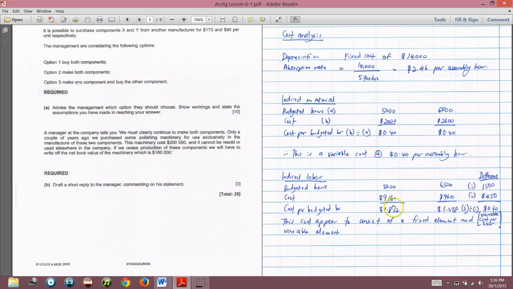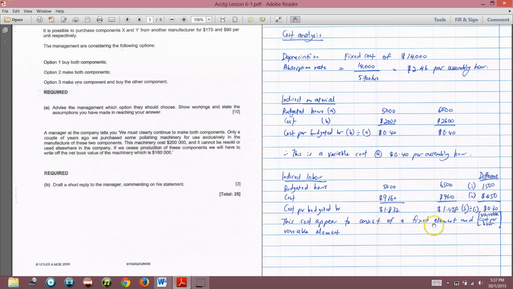So indirect labor, you see, at 5,000 hours, the cost is 9,160. So the cost per budgeted hour is 1.832, but at 6,005 hours it is 9,610. This is given in the question. So 9,610 divided by 6,005 is 1.478. That means from this we understand that indirect labor is a semi-variable overhead, which consists of a fixed element and a variable element.